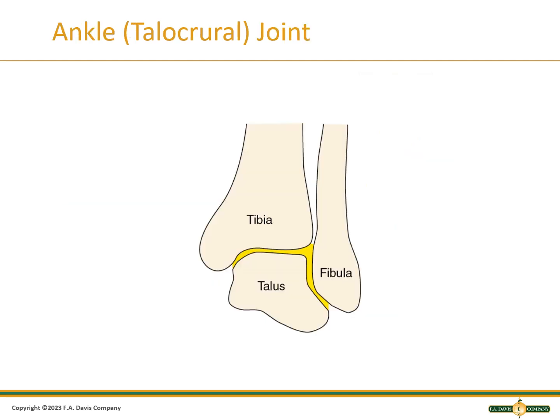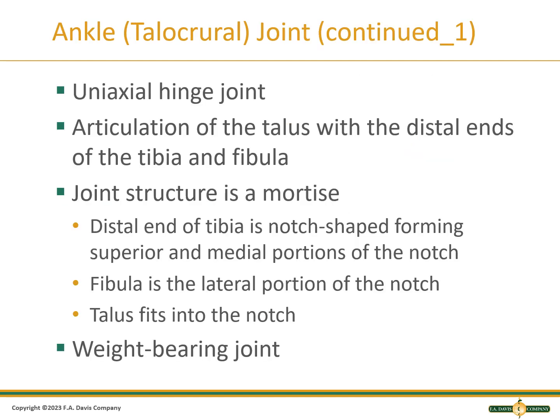And here's just another picture of your ankle. So the ankle talocrural joint, being the uniaxial hinge joint, is the articulation of the talus with the distal ends of the tibia and the fibula. The joint structure is a mortise, meaning the distal end of the tibia is notch-shaped, forming the superior and medial portions of the notch. The fibula is the lateral portion of the notch, and the talus fits into that notch.